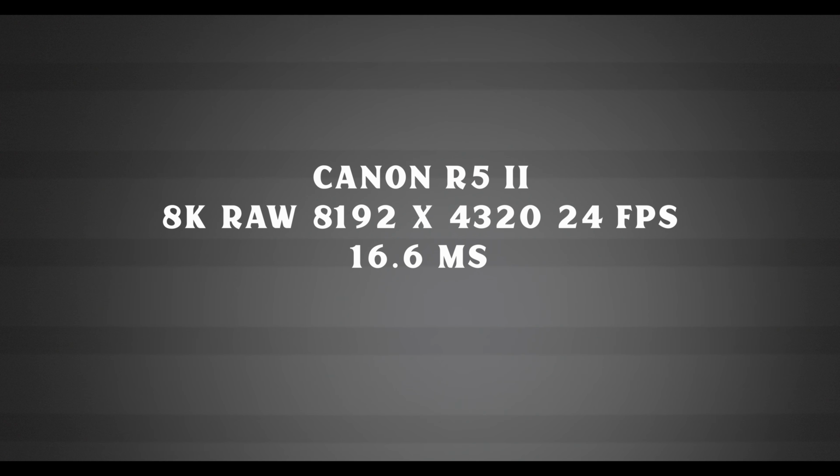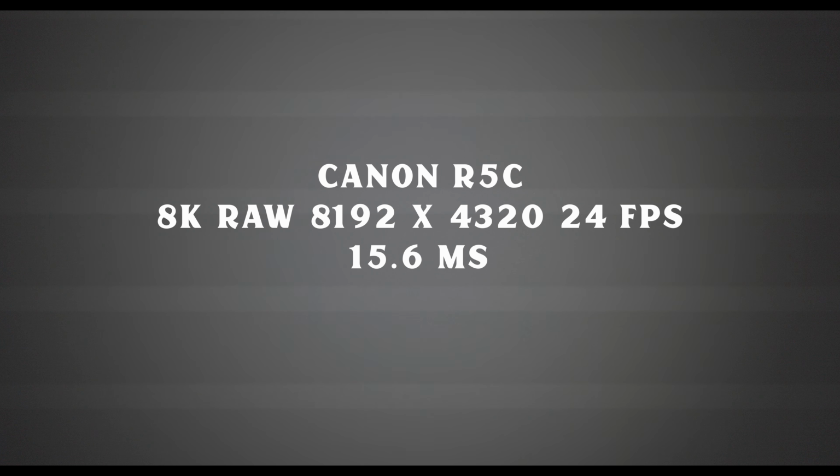The 8K RAW on the R5II, I got 16.6 milliseconds. And the 8K RAW on the R5C, I actually got 15.6 milliseconds, which is actually less than the R5II. And this is really weird. I wouldn't say it's a huge advantage, 1 millisecond readout speed, but the fact that the R5II is not better than the R5C, it's kind of weird because it has a stacked sensor.